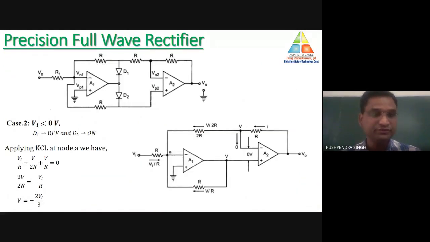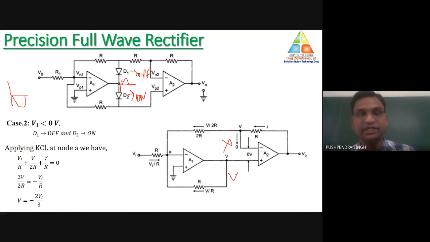Now what about case 2? When the input signal is less than 0, the output will be in the positive half cycle. For the positive half cycle, diode D2 will be in on condition. What about D1? For positive voltage, the diode's negative terminal is connected, that means D1 will be off. That's why you can see here D1 is not connected. But due to D2 being in on condition, it is short circuit. So this is the final circuit.